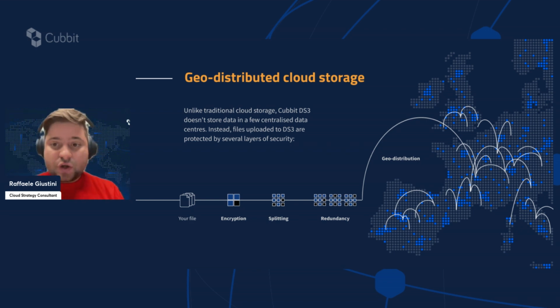This is because your file is encrypted, split, and then made redundant in multiple locations. All of this process makes your data extremely more secure than centralizing it in one data center or, let's say, in two buildings, one next to each other.